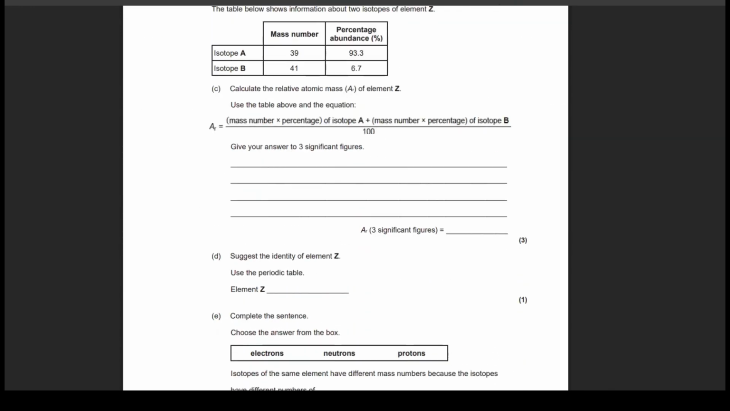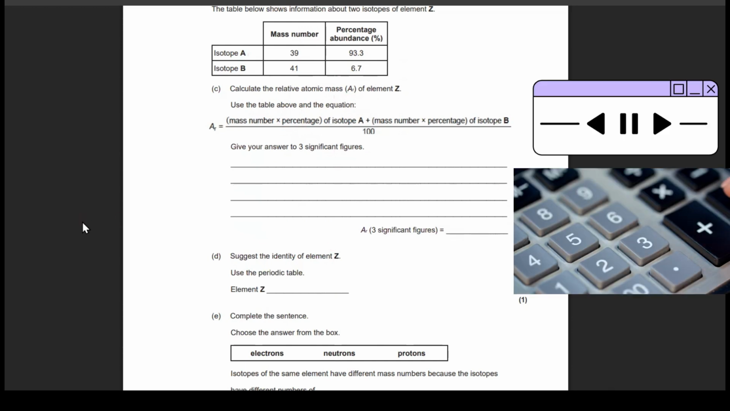Oh, we got another isotope one. Wunderbar. The table below shows the information about two isotopes of element Z. We've got isotope A, mass number of 39, percentage abundance 93.3. Isotope B, mass number of 41, percentage abundance 6.7. Calculate the relative atomic mass Ar of element Z. Use the table and the equation. They've given us the equation. That is beautiful. And they want the answer to 3 sig fig, not one decimal place this time. It's 3 marks. Why don't you pause the video, grab your calc, grab your pen, grab your paper.